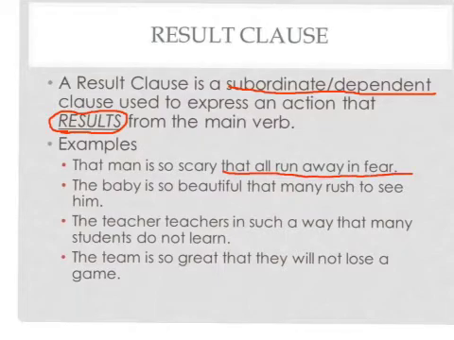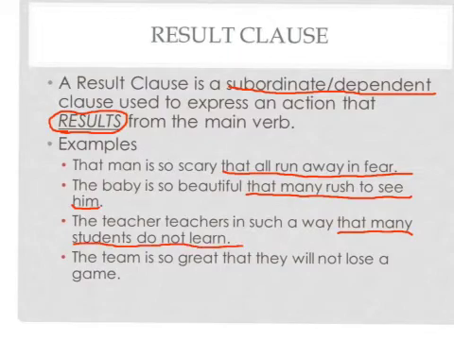The baby is so beautiful, and again, because the baby is so beautiful, what results is that many rush to see him. Many rushing to see him is the result clause. The teacher teaches in such a way, and because this teacher is teaching in such a way, the result is that many students do not learn. And the team is so great, and again, because the team is so great, what results is that they will not lose a game.